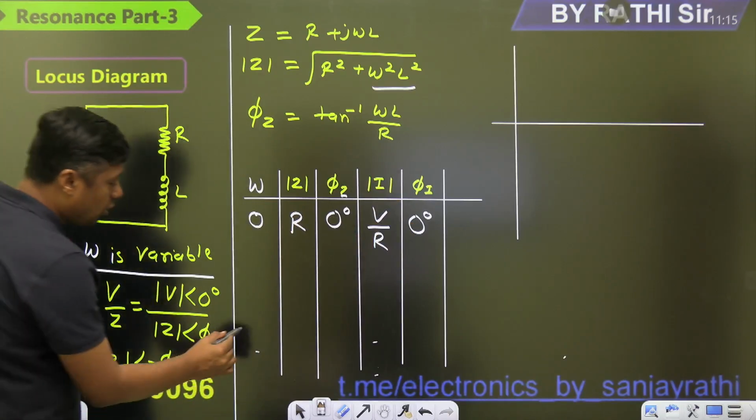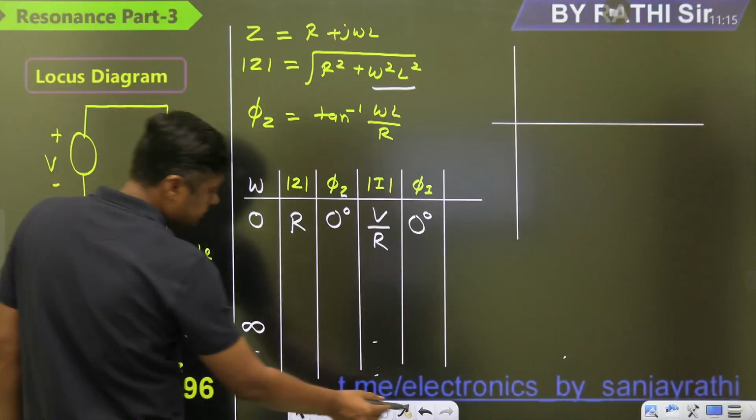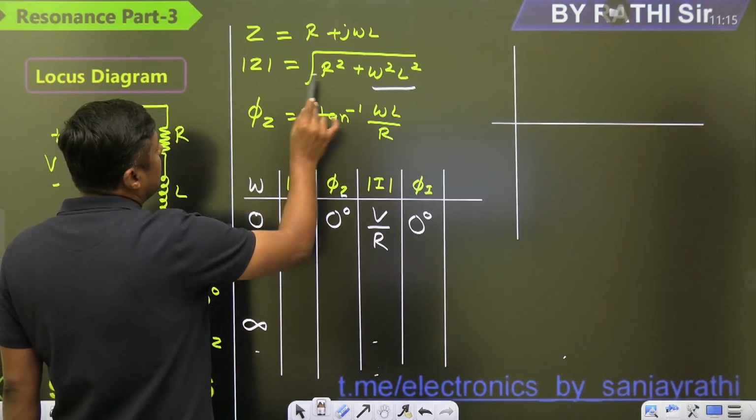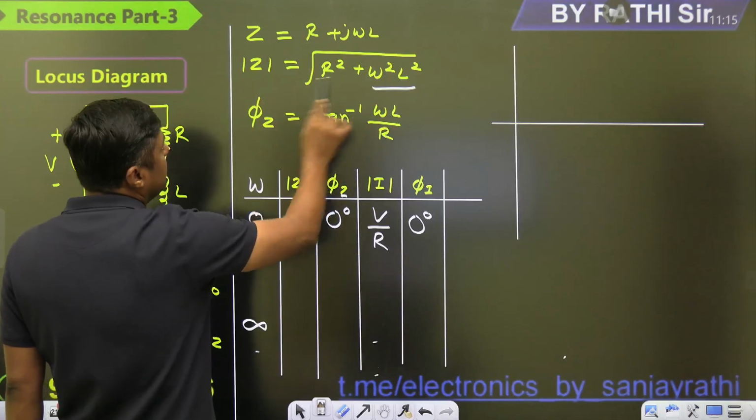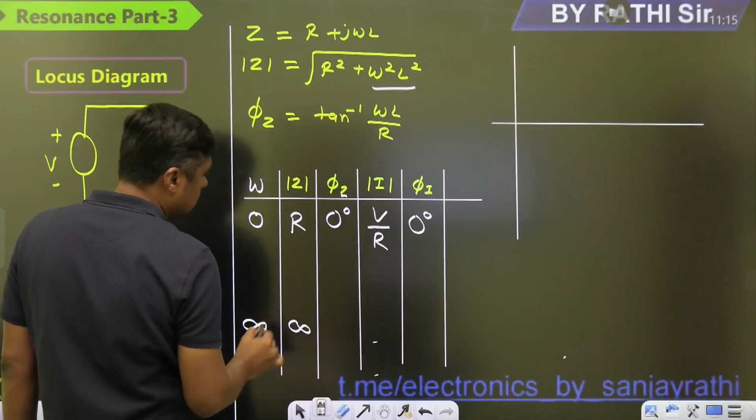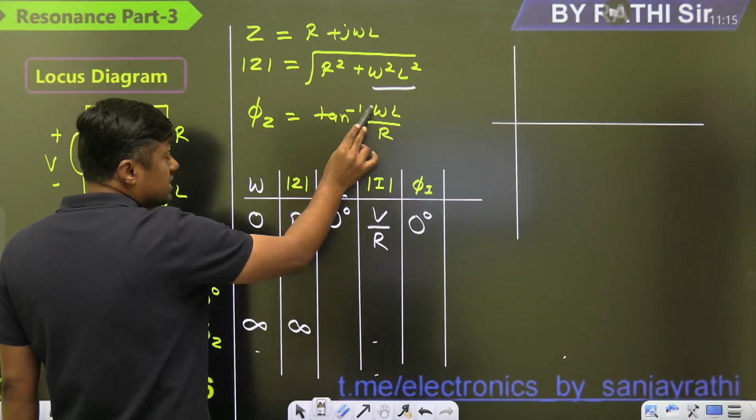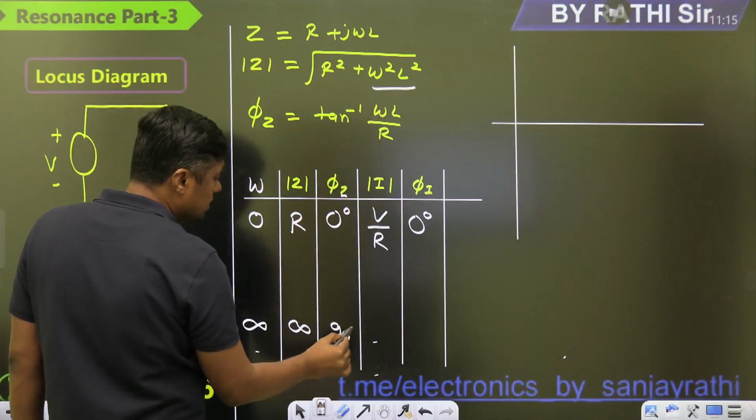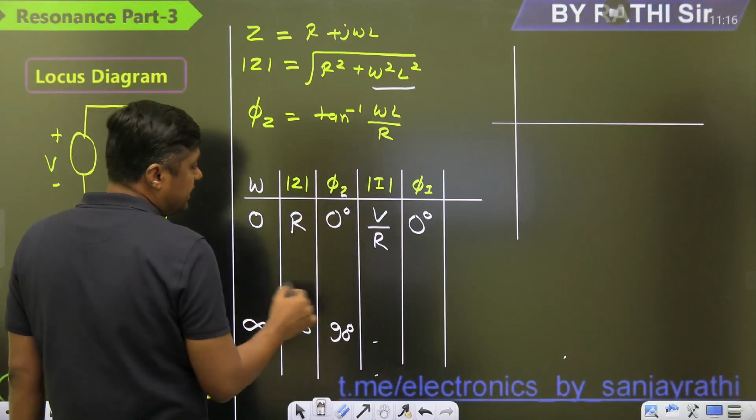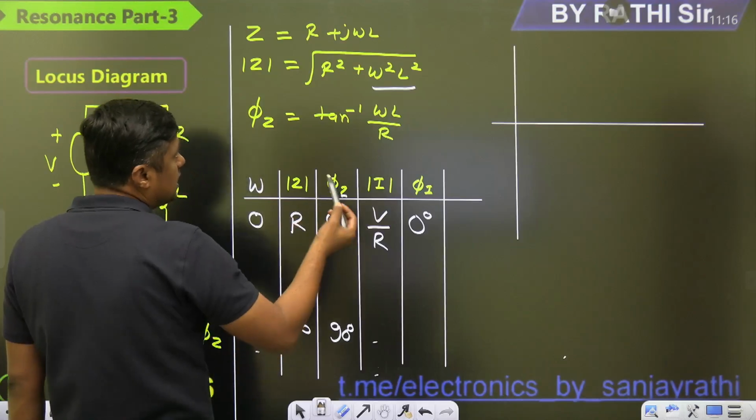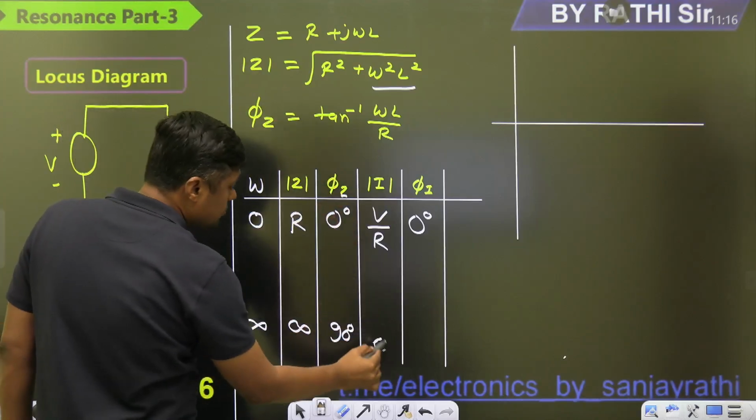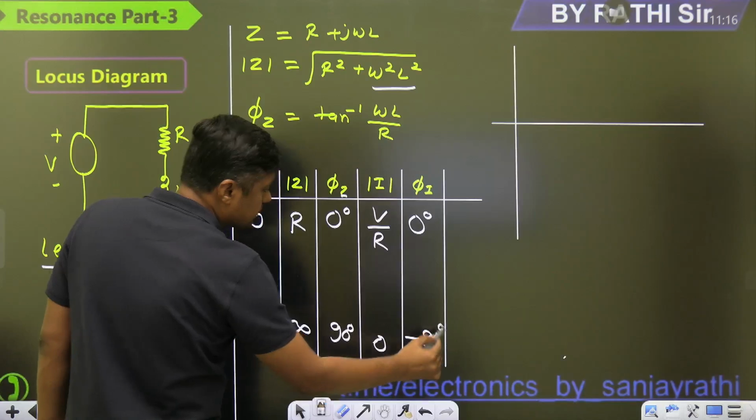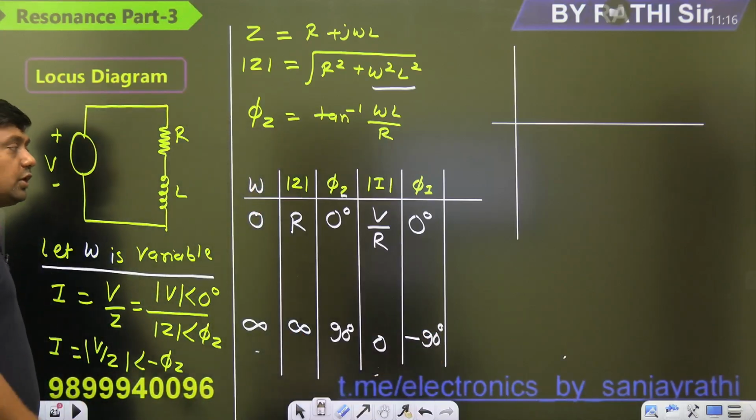Now finally you can put omega equal to infinity, 2 points. If omega is infinity, the impedance will become infinite, directly proportional. It is in the numerator, omega. Tan inverse of infinity is what? 90 degrees. What is the current? If Z is infinite, current will become 0. And what is the angle? Negative of that, minus 90 degrees. Now you have the 2 points.